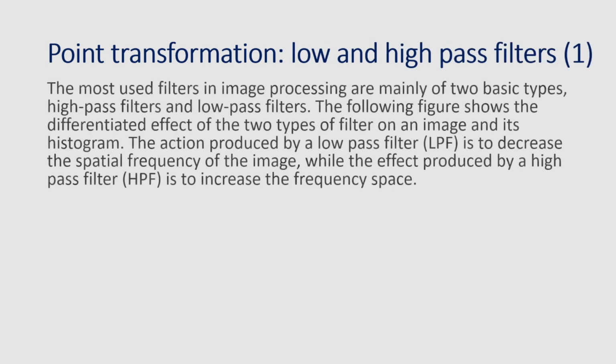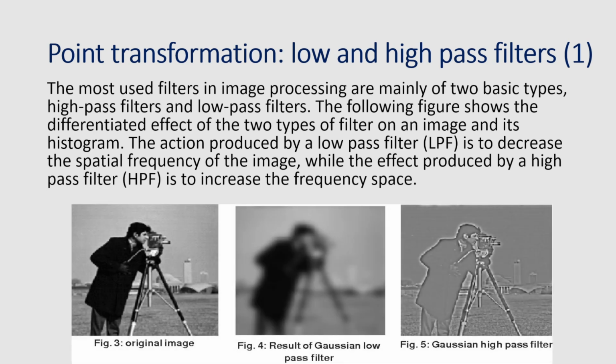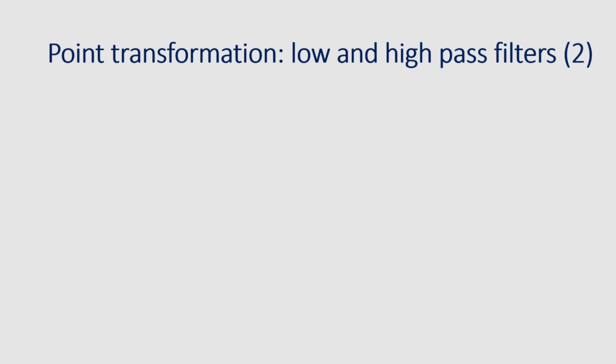Point transformation, low and high pass filters. 1. The most used filters in image processing are mainly of two basic types, high pass filters and low pass filters. The following figure shows the differentiated effect of the two types of filter on an image and its histogram. The action produced by a low-pass filter, LPF, is to decrease the spatial frequency of the image, while the effect produced by a high-pass filter, HPF, is to increase the spatial frequency.